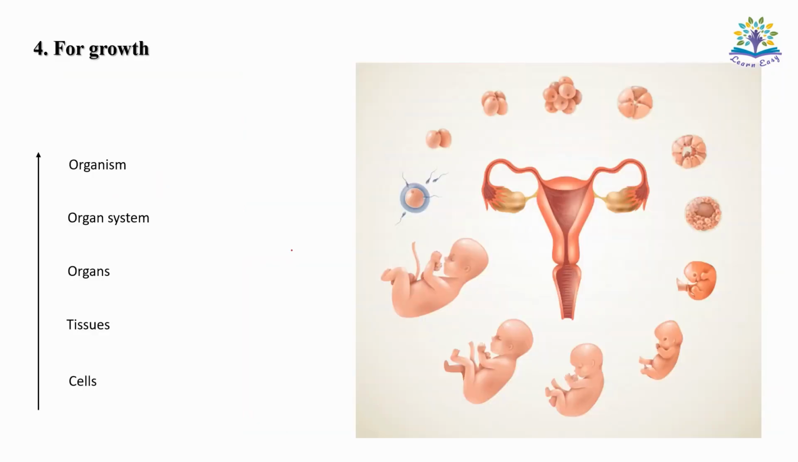The fourth reason is for growth. Once a zygote is formed, with the help of cell division, new cells are produced till it grows into a baby. That is, the cells divide to form tissues, tissues form organs, organs form organ systems, and finally the organism. Even after a baby is born, the growth continues till adulthood. So cell division is necessary for growth, producing the next generation, as well as for the maintenance of life.